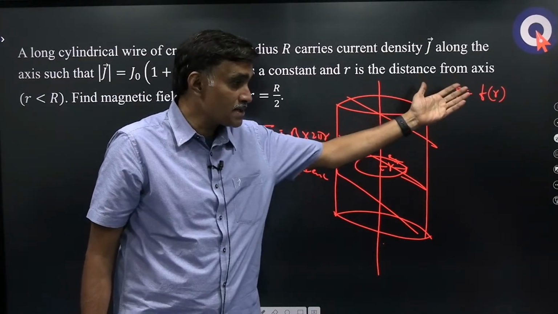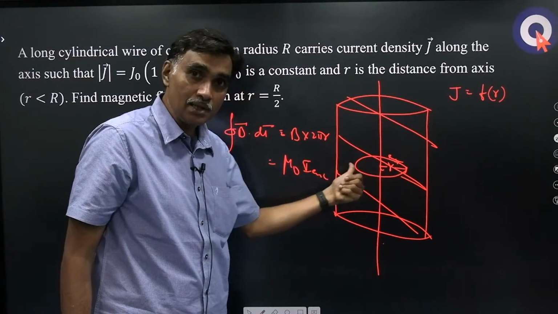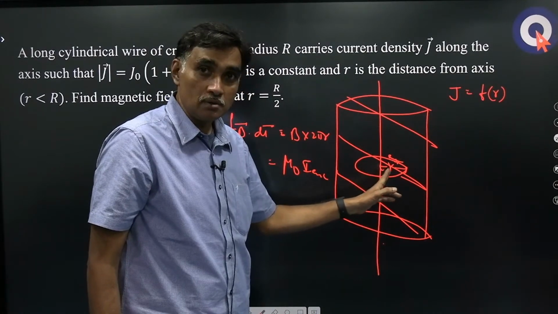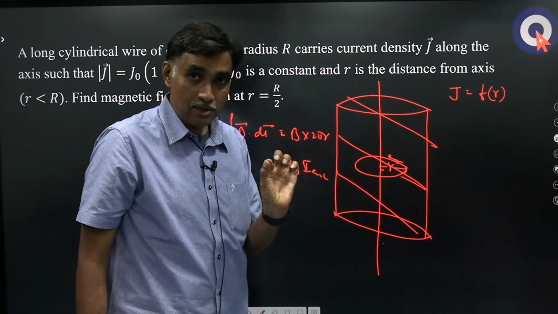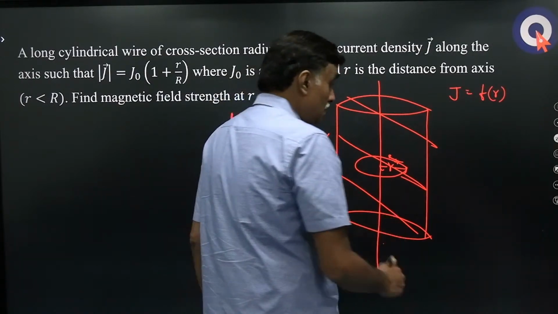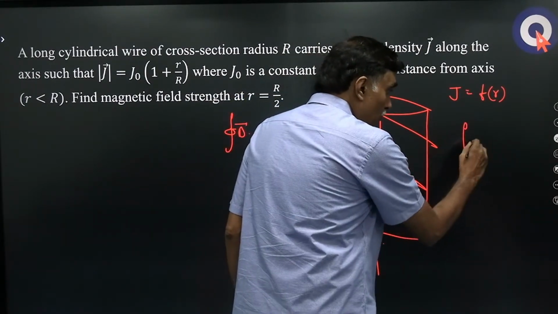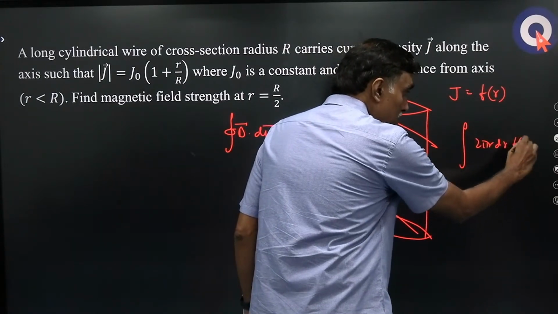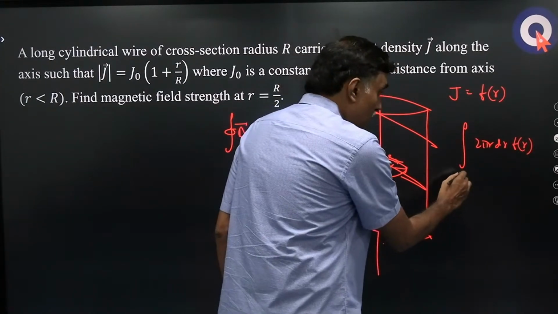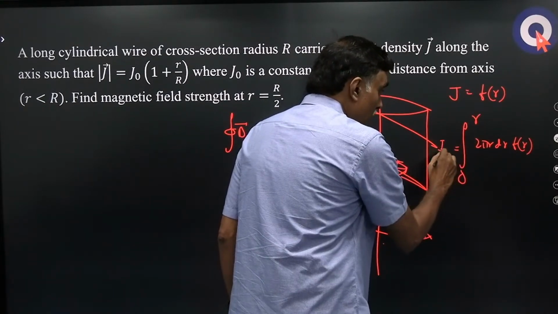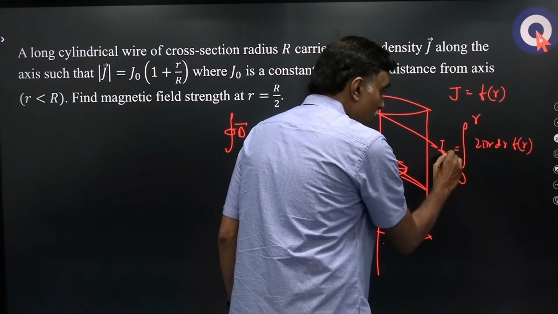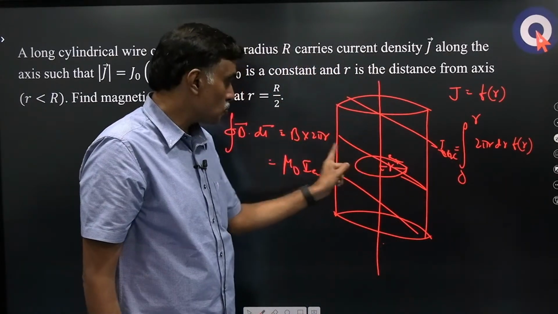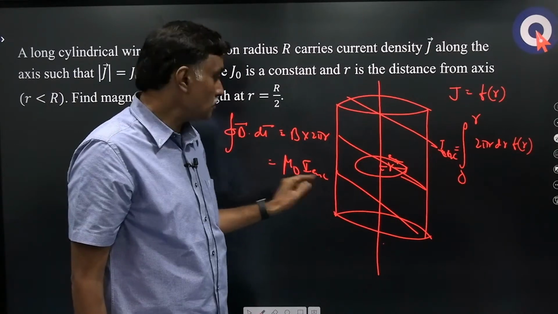But if they give current density as a function of r, then how to find the current within this Ampere loop? Then we have to divide this Ampere loop into small circular rings with small width. The current within that loop is the integral of 2 pi r dr into whatever function they give, f of r, from 0 to small r. If I integrate, I will get the current enclosed within this loop. Then you have to put that here, mu naught into current enclosed.